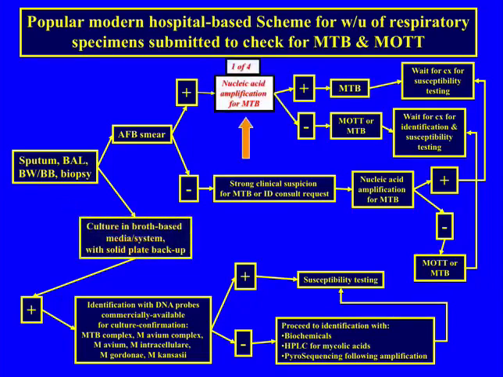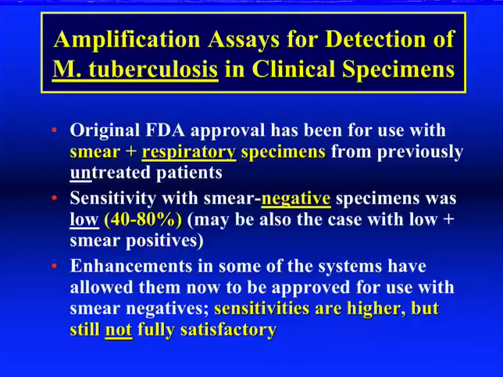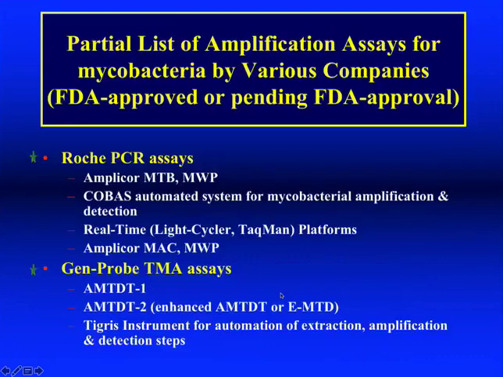So let's say a few words about nucleic acid amplification for MTB straight from a clinical specimen. The original FDA approval came only for smear positives. And that's obvious because the sensitivities were huge there. And for smear negatives, the sensitivities were not. Sensitivity with smear negatives was dismal. You can just flip a coin, 50%. Eventually, the companies enhanced their systems, and now they have become approved for smear negatives. Sensitivities are about 80%. Not totally satisfactory, but certainly much better.